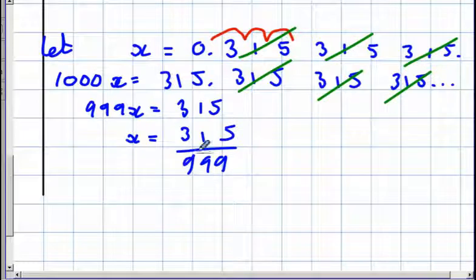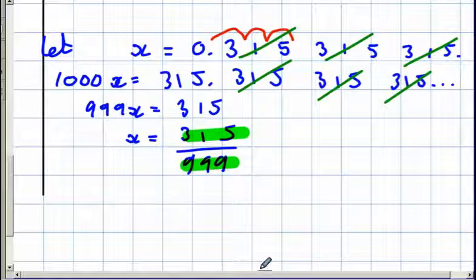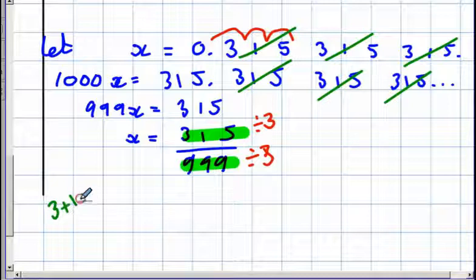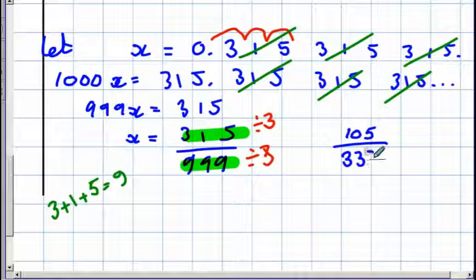Actually, if you look, this number here and this number here can be divided by 3. That's obviously, I think you can see that can be divided by 3. But so can the top one. And remember, the little rule for that is add the digits together. 3, add 1, add 5. If what you get when you add the digits together is a multiple of 3, then you can divide by 3. So I'm going to divide the top by 3 to get 105 over 333.